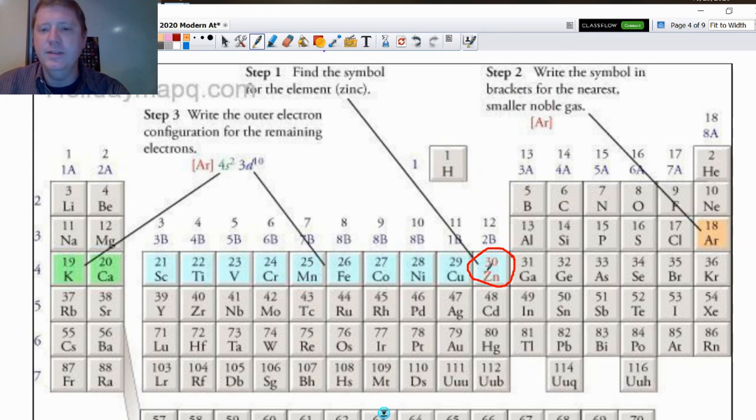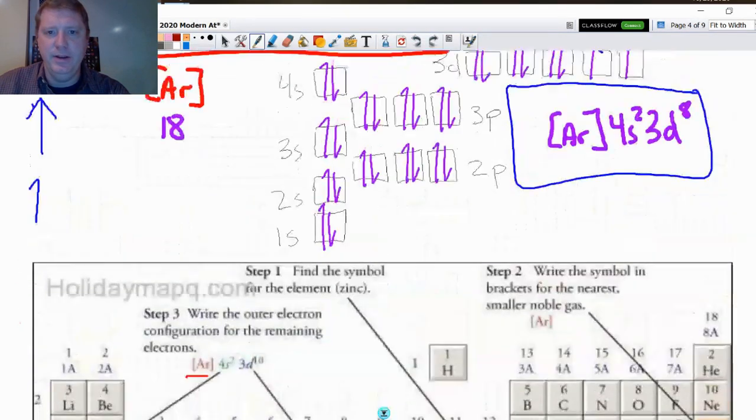So what is smaller than zinc? Well, it's not krypton. Krypton is beyond it. So you got to go back one level. Argon. Argon is before zinc. So you start off by writing down argon because that's the noble gas. And then to get to zinc, you start at the 4th energy level, so these are the 4 S's, and then you have all the 3 D's. So that's how you do a noble gas configuration.